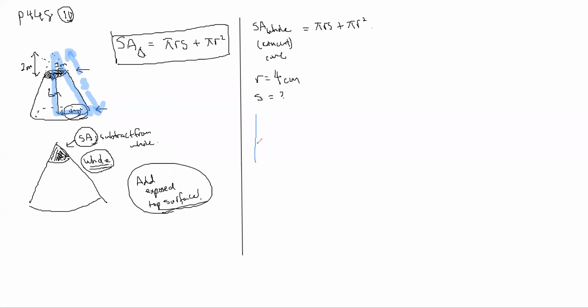So, if this was the slant of a full cone, the base would be a 4, and that height would be 2 plus a 6. In other words, it's 8. S squared is equal to 8 squared plus 4 squared, which is 64 plus 16. That is an 80. That means S is going to be square root of 80.